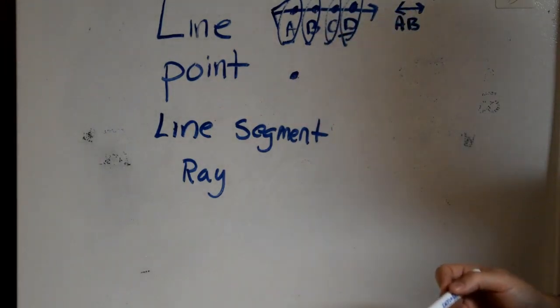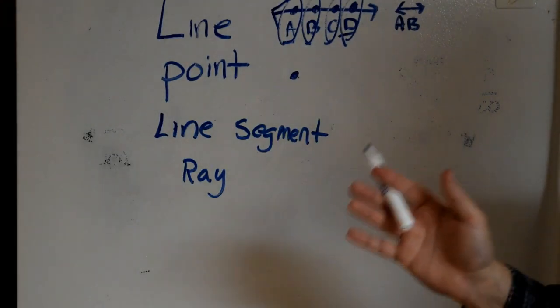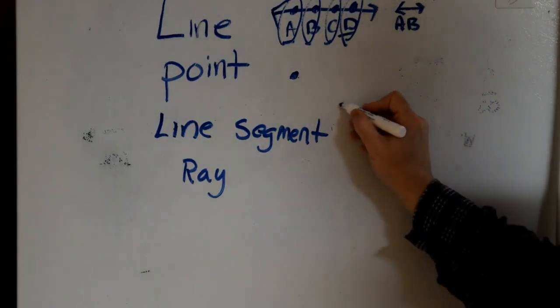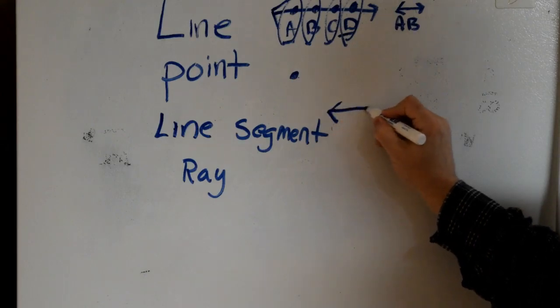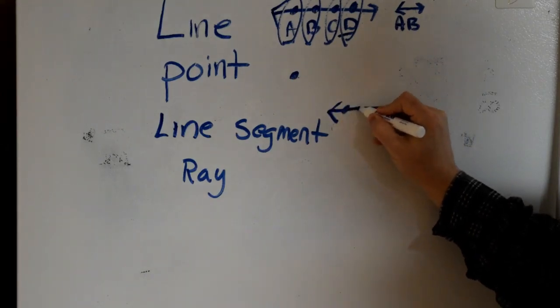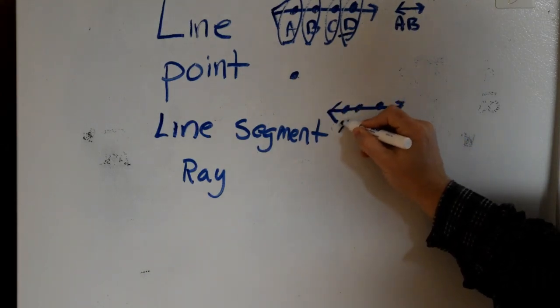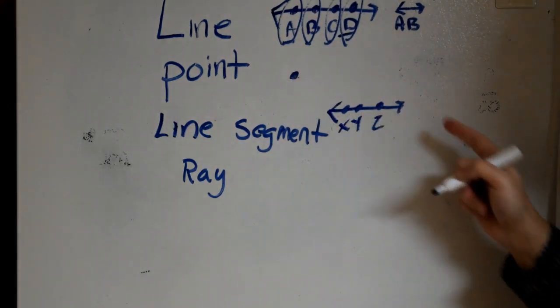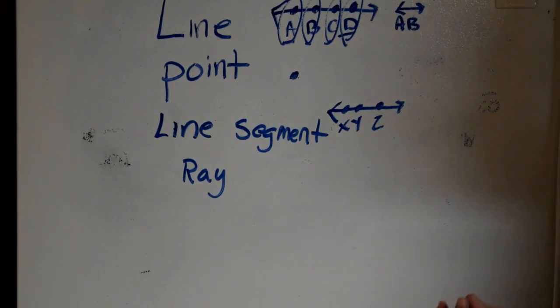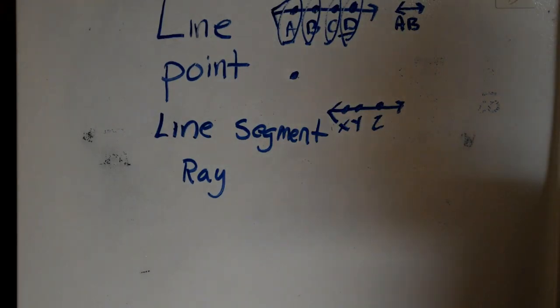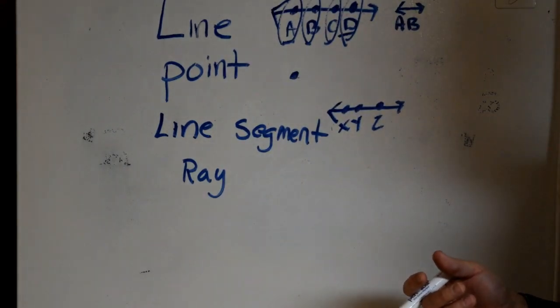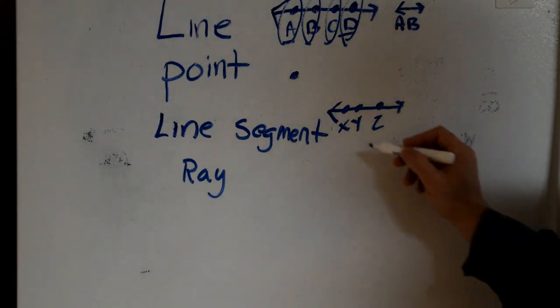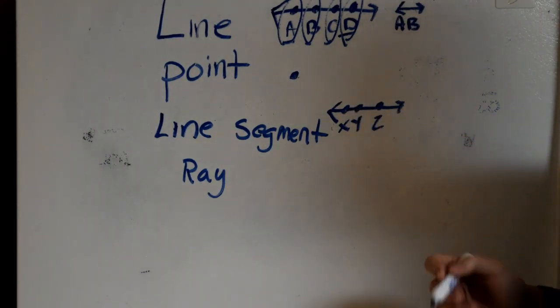Now a line segment is a distance between 2 points on a line. So if I have a line here, and I have 3 points on it, let's just say X, Y, and Z, line segments are the distance between them. And there could be any number of line segments on a line. Or you could have a line segment on a ray as well. And I'll show you what a ray is in a moment. But a line segment is the distance between two points.